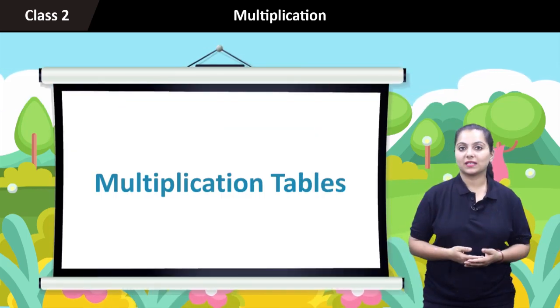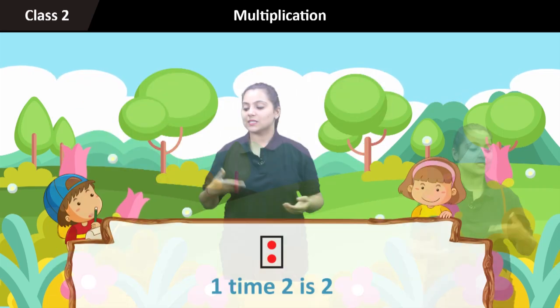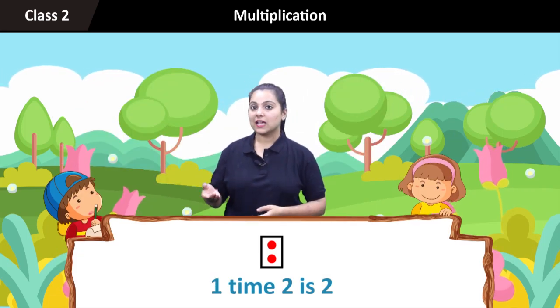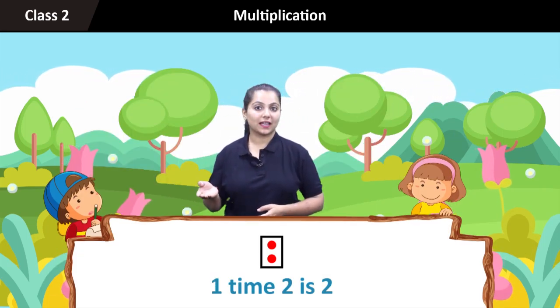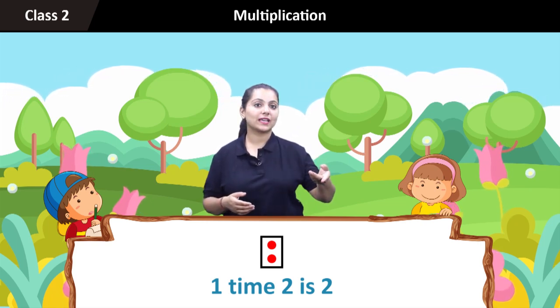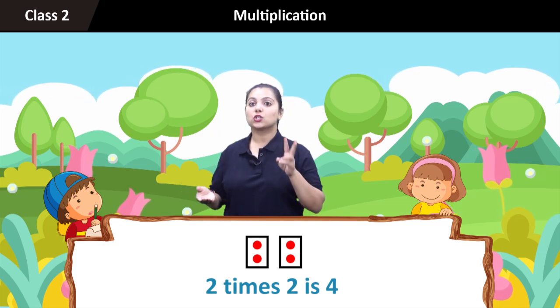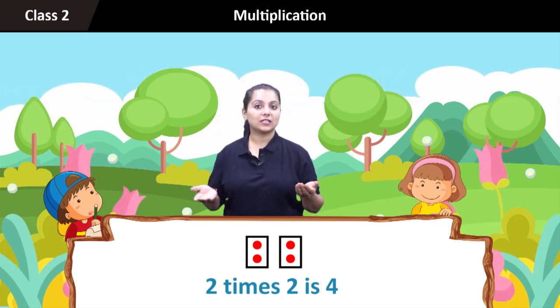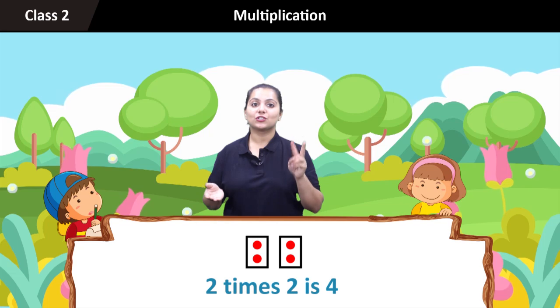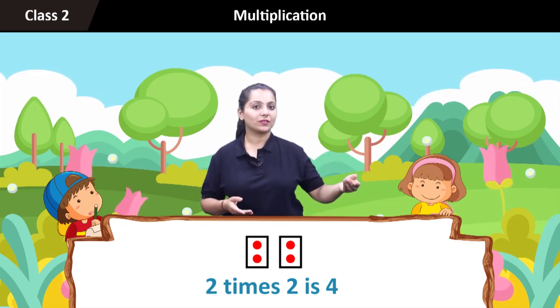Multiplication tables. Multiplication table for 2. So you can see here a box. How many dots are there in one box? 2. So 1 times 2 is 2. Now how many boxes are there? 2. And how many dots are there in each box? 2. So 2 times 2 is 4.